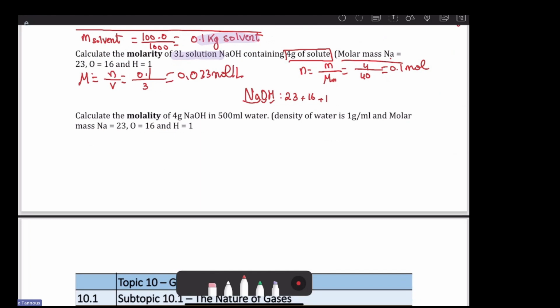Calculate the molality of 4 gram sodium hydroxide.